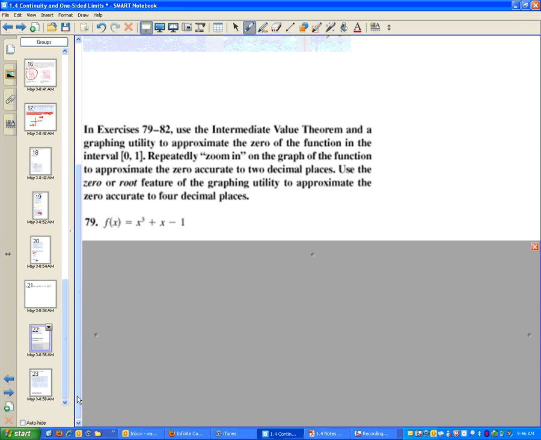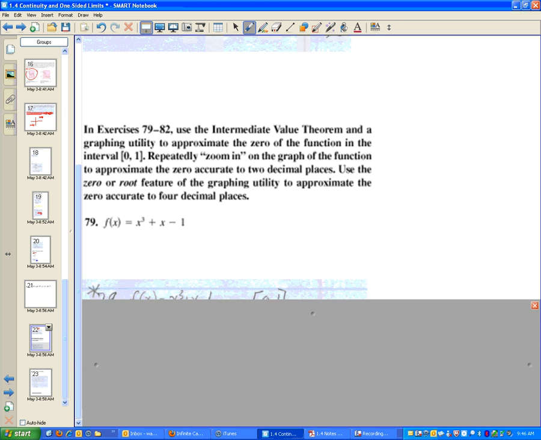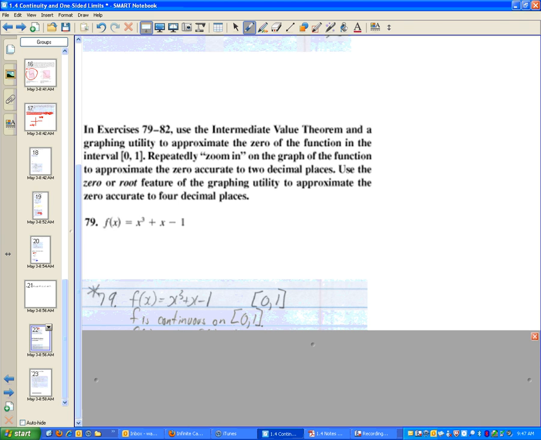All right. Before I do that, I need to be sure that the intermediate value theorem was going to apply. So what has to be true for the intermediate value theorem to apply? Has to be continuous on the closed interval from 0 to 1. And then if I'm going to find zeros, the y-coordinate at one endpoint's got to be negative, and the y-coordinate at the other endpoint's got to be positive.